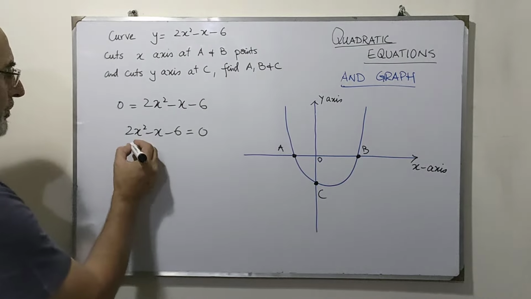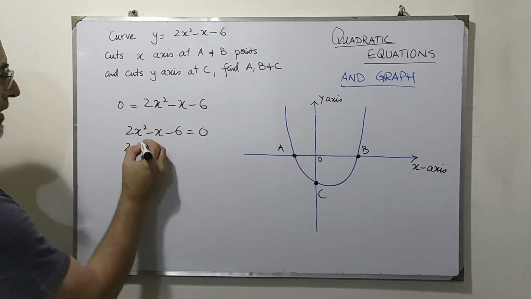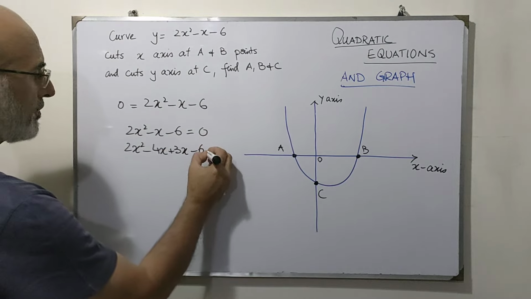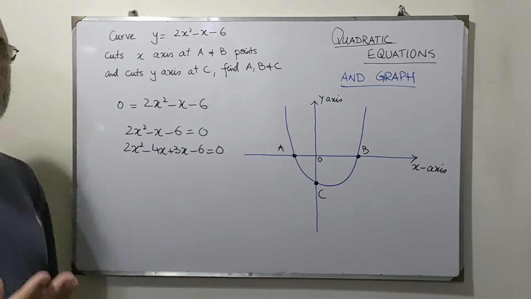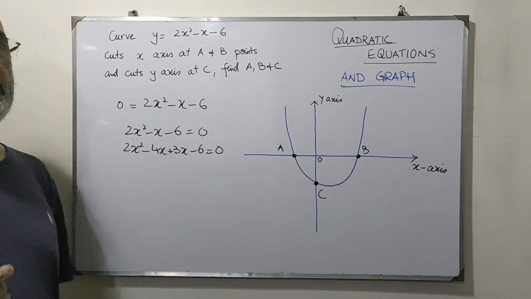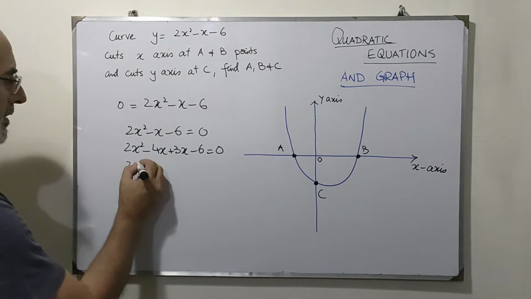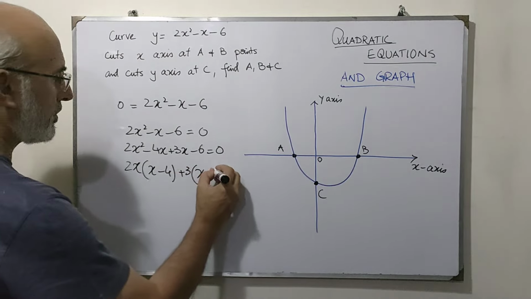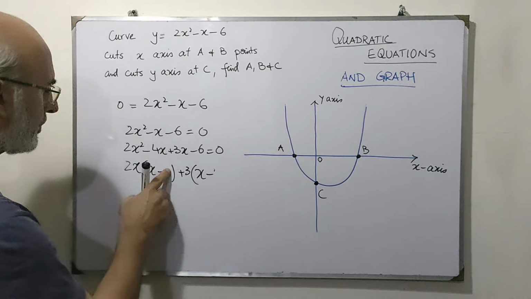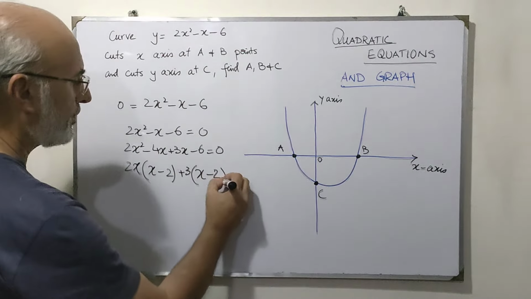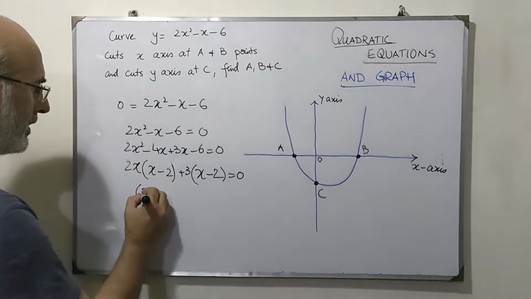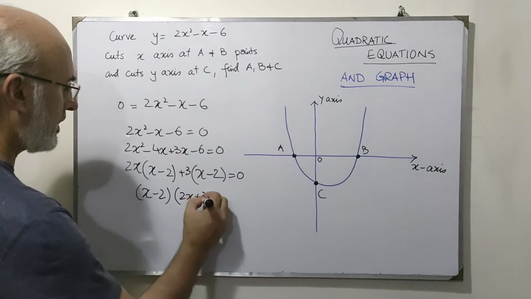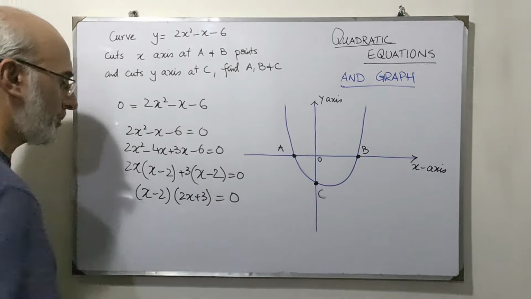So if I say 2x squared minus 4x plus 3x minus 6 is equal to 0. So if I multiply minus 4 and 3, I get minus 12. I add them, I get minus 1. So 2x is common, x minus 4 plus 3 is common, x minus 2 is equal to 0. So x minus 2 and 2x plus 3 is equal to 0.